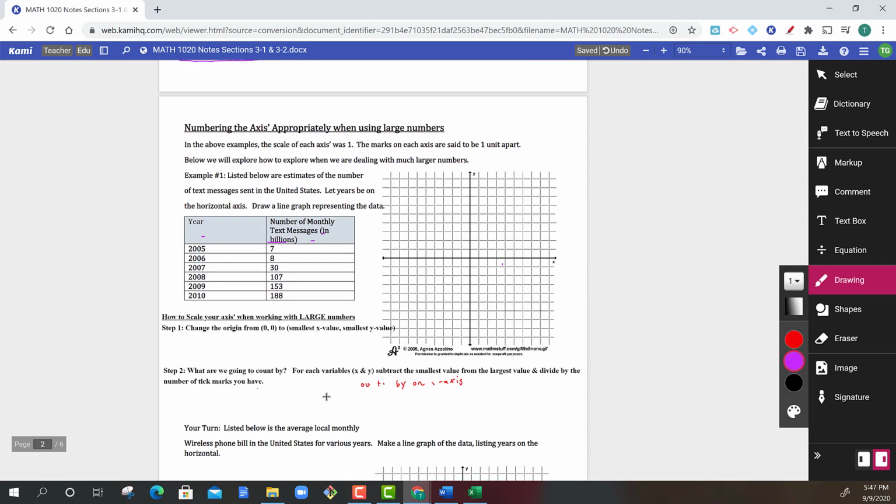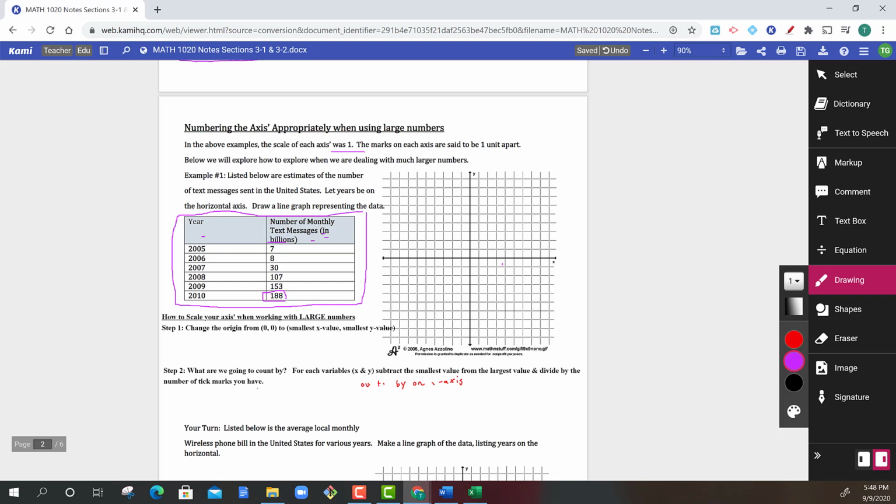Now this last one was pretty simple because we had small numbers and the scale on each axis was just 1 unit. So what happens when we have much larger numbers? So you can look at this example that we have. We're dealing with years that have 4 digits in them, and we're dealing with number of text messages that's measured in the billions, but we get up to 3-digit numbers. So those are a little bit trickier to graph.